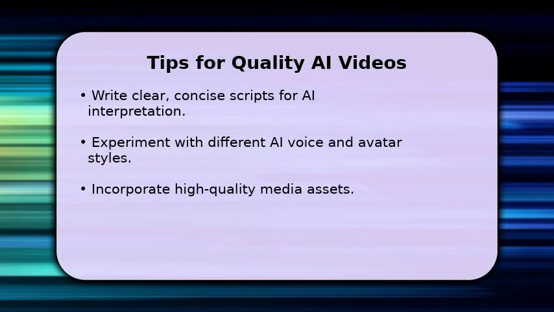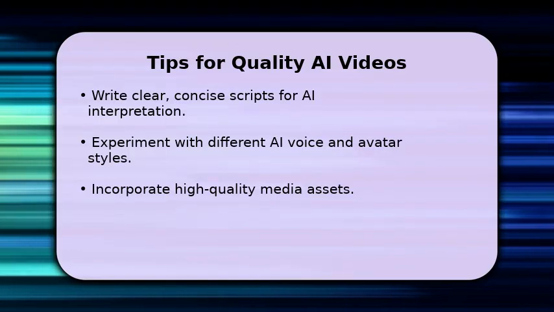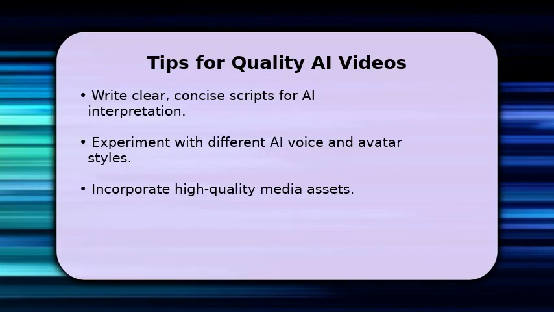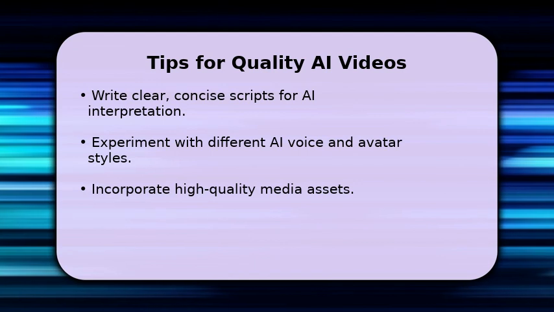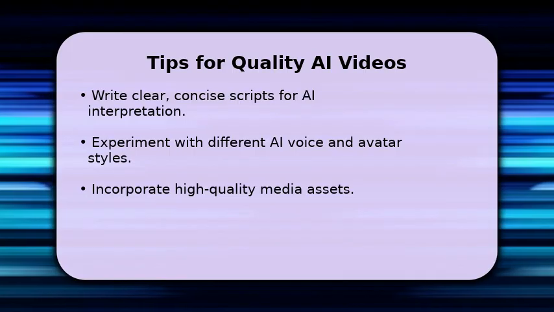To ensure high-quality AI-made videos, here are some key tips. Always write clear, concise scripts, as this helps the AI interpret your message accurately. Don't hesitate to experiment with various AI voice and avatar styles to find the perfect match for your brand or topic. Incorporate high-quality media assets, such as images and background music, to enhance visual appeal. Remember to refine and iterate on your video until you achieve the optimal output, making small adjustments for significant improvements.